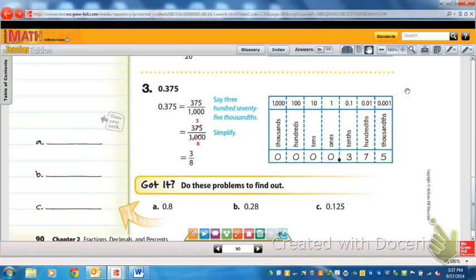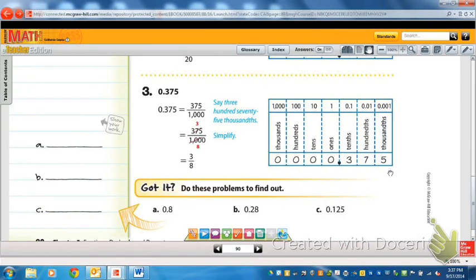The next example, we have 375 thousandths because the 5 is in the thousandths spot. We always see where the last number is, and that's how we know what place value it's at. So 375 thousandths. Because it's in the thousandths, we're going to put 375 over 1,000. And then, of course, you have to reduce that.